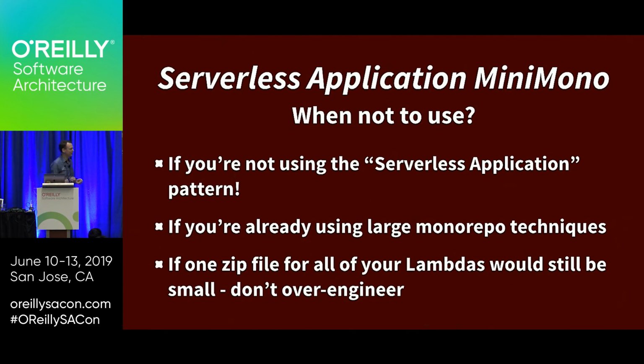But a final place I wouldn't recommend using this is if you can fit all of your Lambda function code for multiple Lambdas in one zip file, and that zip file is just a few hundred K, then just have one zip file for your entire application, right? Don't over-engineer here, because you're going to have longer build times to create all of these zip files, so you're optimizing for deployment speed. But if you don't have to do that, and it's a reasonable size zip file for all of your Lambda functions, then just do that.